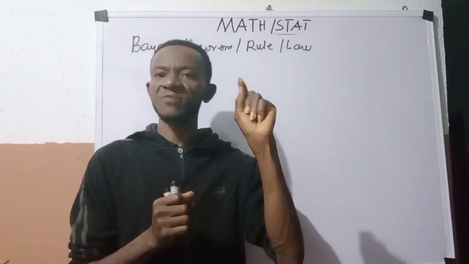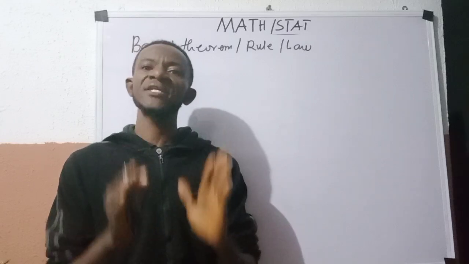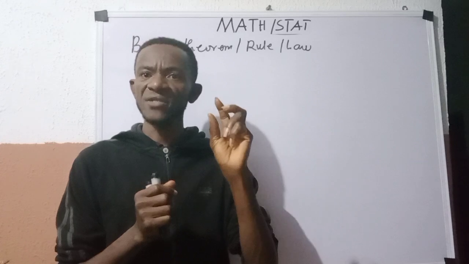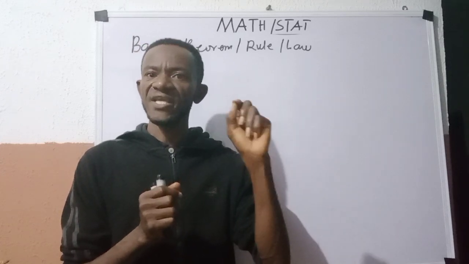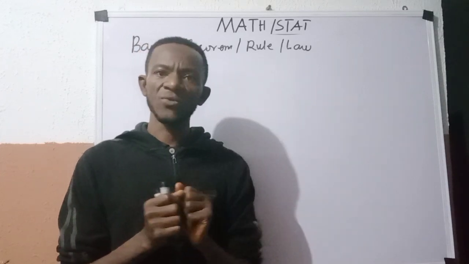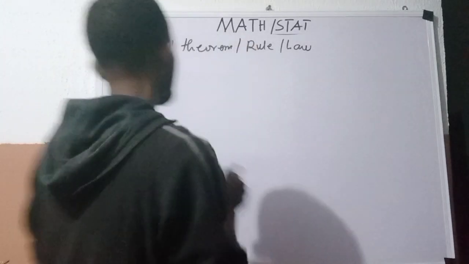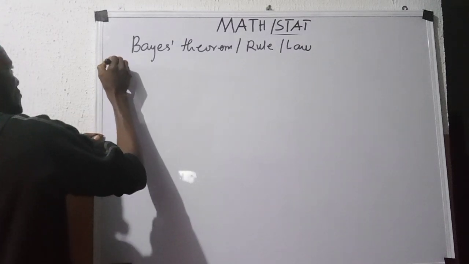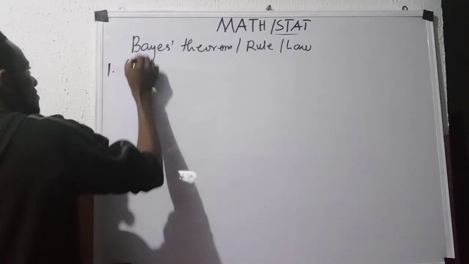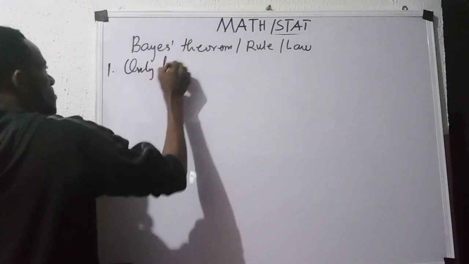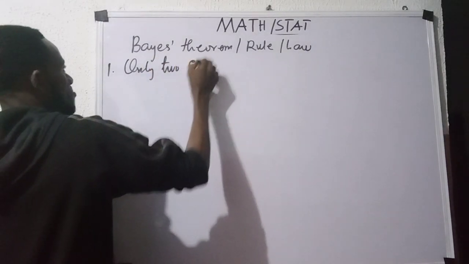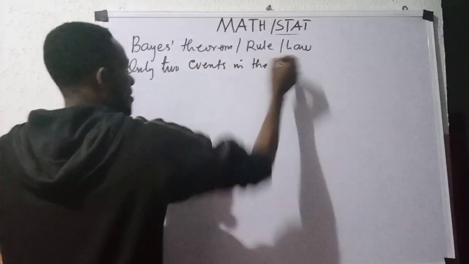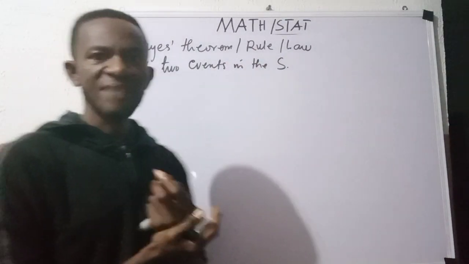So we are going to start from the first one, deriving the Bayes rule or formula, only when there are two events, A and B, in the sample space. So number one condition: only two events in the sample space. Please permit me to write S as the sample space.